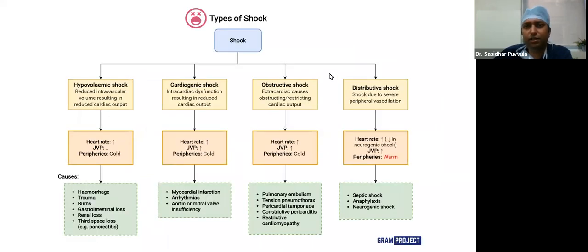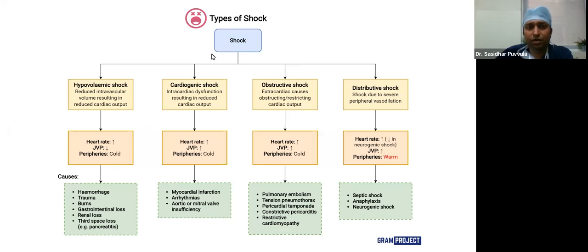This is just a slide briefly telling you about types of shock. Whenever a patient is in hypotension, there are broadly four categories of why a patient can develop shock. One is hypovolemic shock. As the name suggests, the patient's total blood volume is low. It may be because of blood loss, dehydration, or third spacing. All this can cause a reduction in blood volume, which reduces the venous return coming into the heart, and thereby reduces the cardiac output, and the patient goes into shock. This is hypovolemic shock.